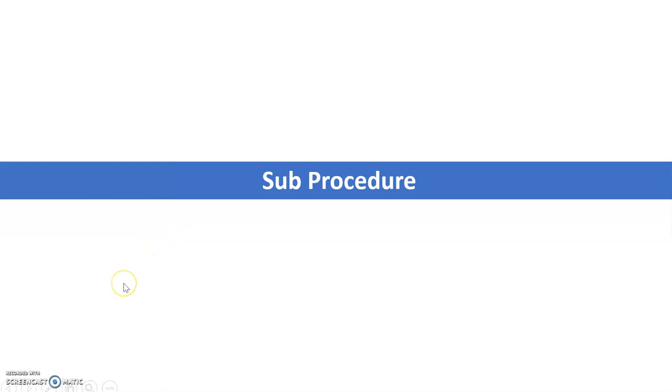Hello everyone. In the previous session, we discussed function procedures, and today we will talk about the sub procedure. We know that VB provides two types of procedures. One is a function procedure, and the second is a sub procedure. So let's talk about the sub procedure today.